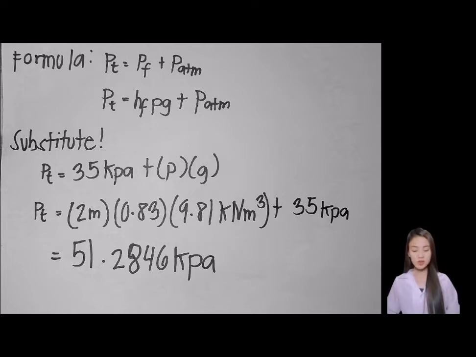So, PT is equal to yung height of a fluid natin is 2 meters which is our elevation. And then 0.83 yung ating oil. And then yung ating inadd na variable na water which is 9.81 kilonewtons per cubic meter plus 35 kilopascals. So, compute natin lahat yan. Multiply and then plus 35 kilopascals.